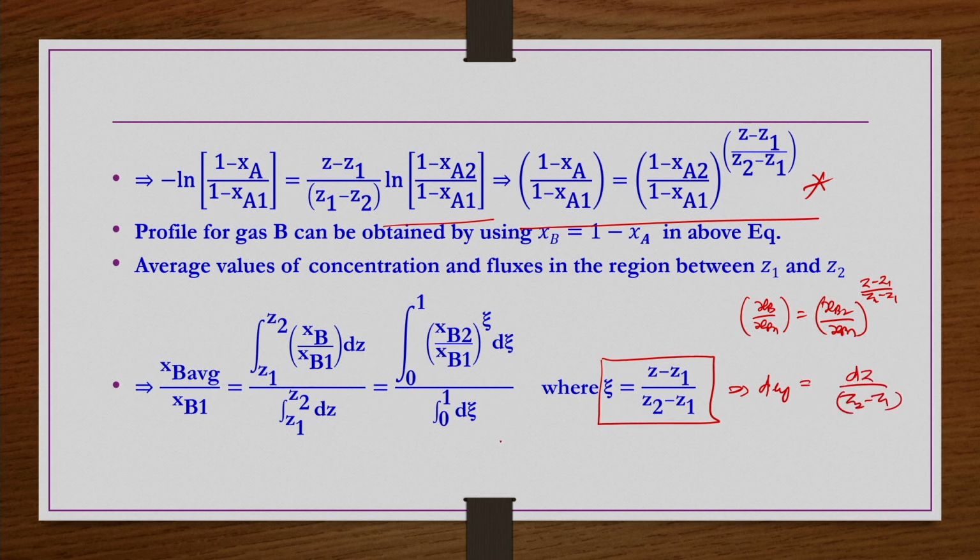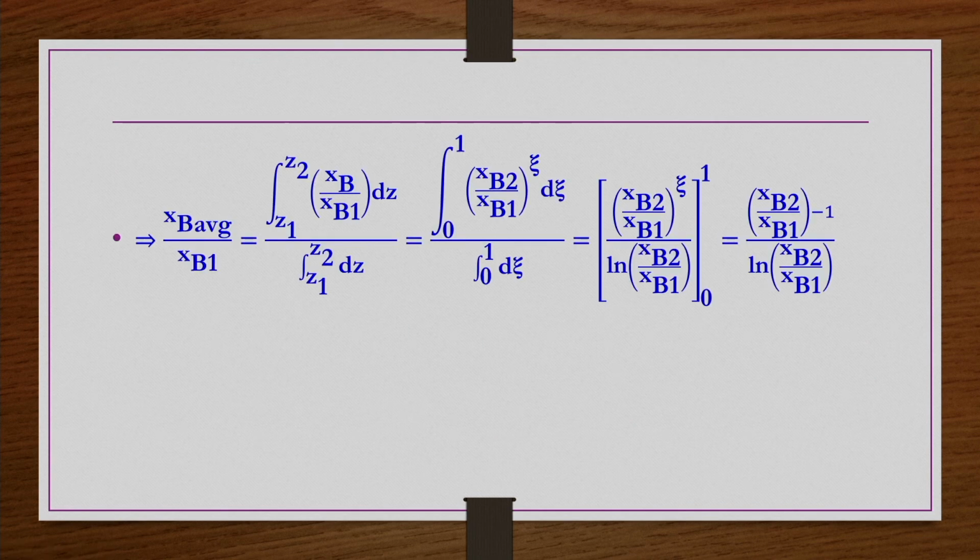This Z2 minus Z1 comes both in the numerator and denominator of this expression, so they can be cancelled out, and only d xi is remaining here. So, you integrate this part and you get XB2 by XB1 power xi divided by ln XB2 by XB1, and then whole divided by xi, but the xi limits are 0 to 1. So, 1 minus 0 is 1, and we are not writing that, only the numerator part.